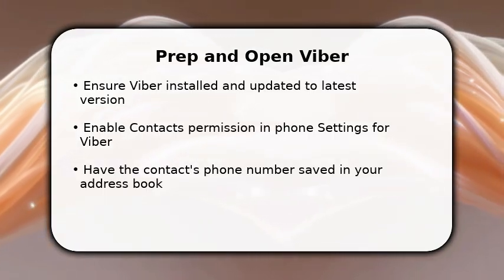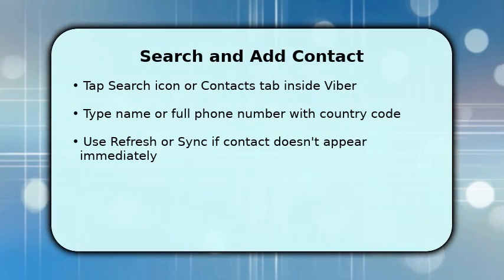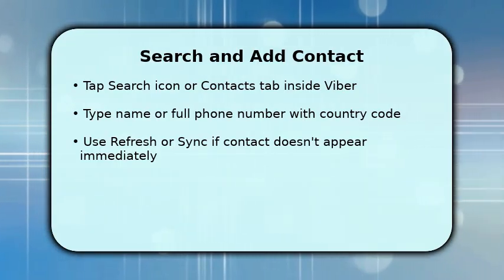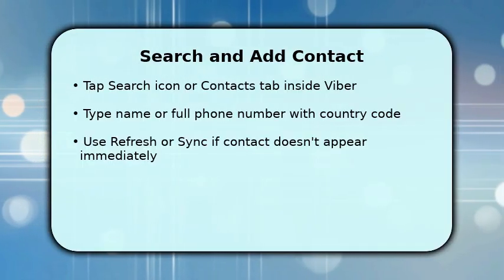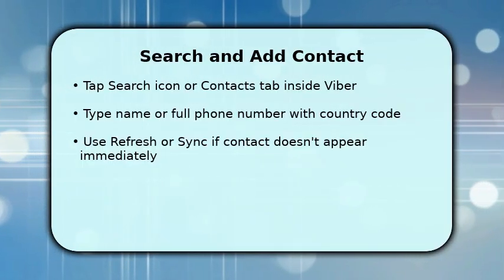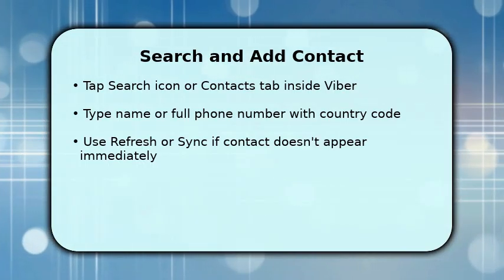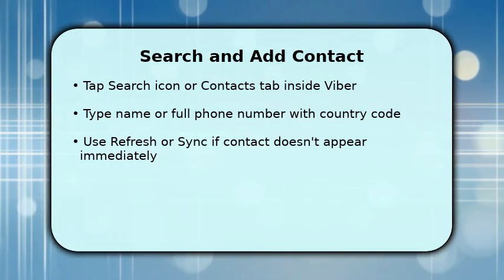the app. You should tap the search icon or go to Contacts inside Viber to begin. Type the person's name or the full phone number including the country code. Viber matches both names and numbers. If nothing shows, pull down to refresh or use the Sync Contacts option in Settings. This forces Viber to rescan your address book. Make sure the saved number matches exactly. Small differences in formatting can stop a match.